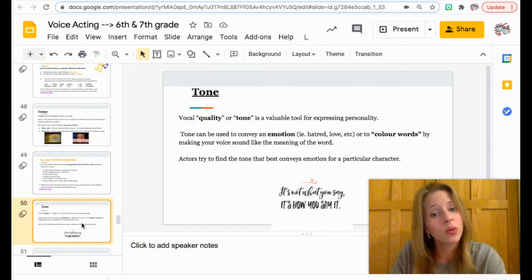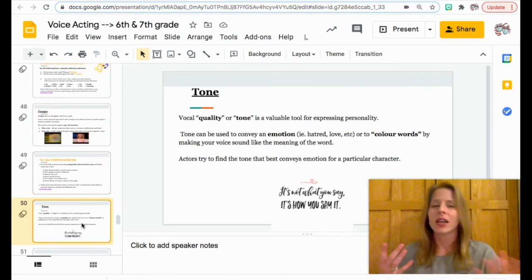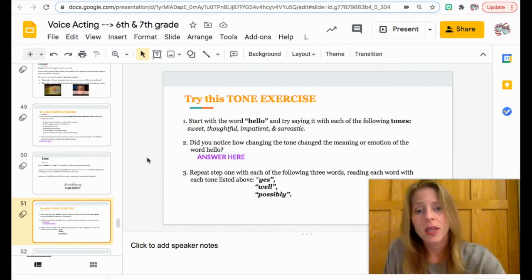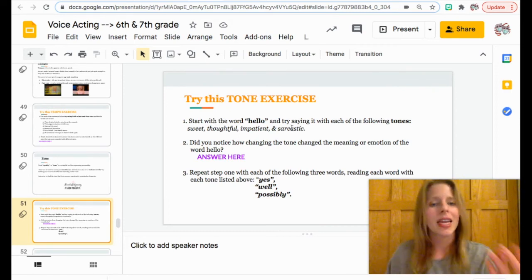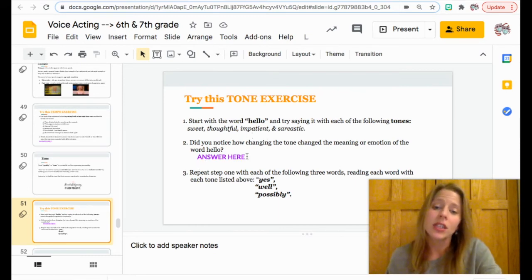Then you're going to talk about tone, okay? Everybody has a different kind of sound of their voice, right? And so that changes depending on what character you're playing. So you're going to start by saying the word hello, okay, and saying it in these different tones. So sweet, thoughtful, impatient, sarcastic, okay? And then, did you notice how changing the tone changed it? So then you're going to answer that, okay?